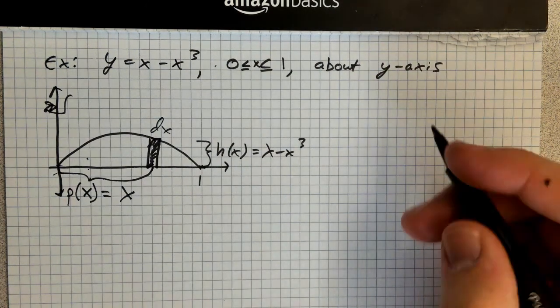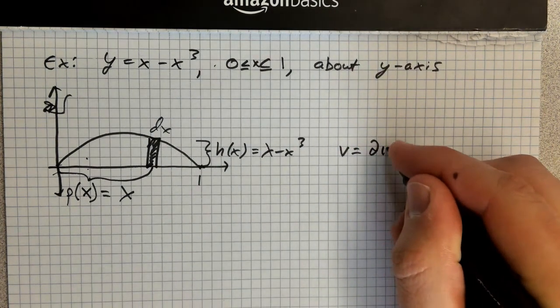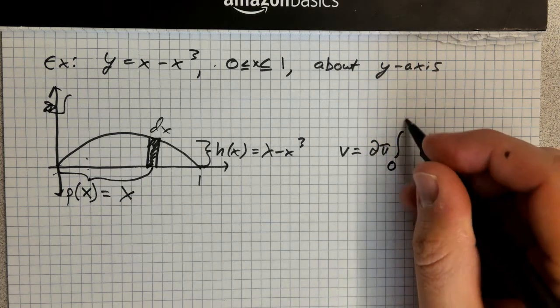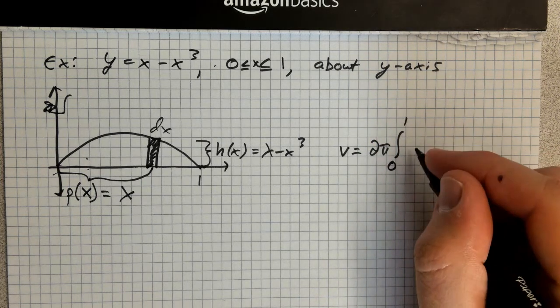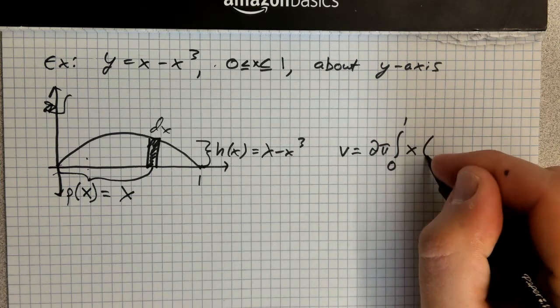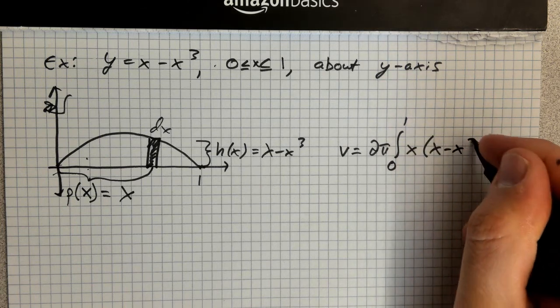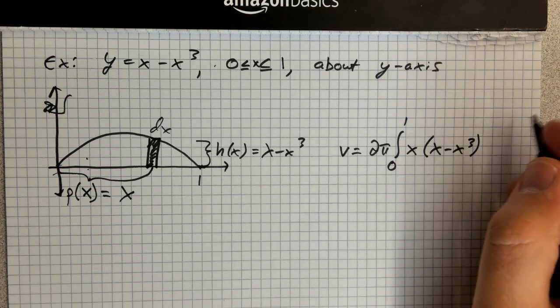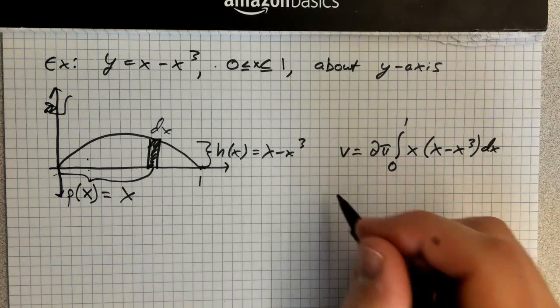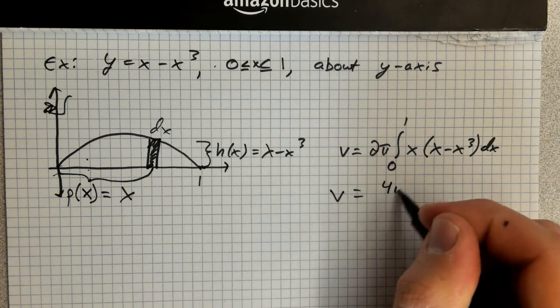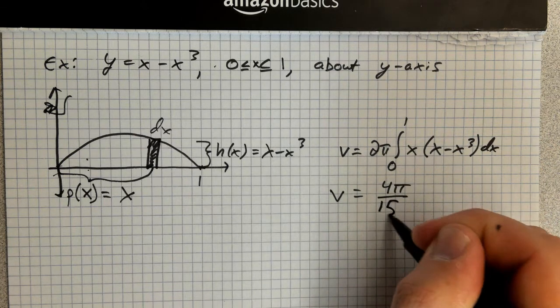Okay, so now we can figure out what the volume is. The volume is going to be equal to 2 pi, the integral from 0 to 1, we're looking at the x-axis here, 0 to 1 of p of x, which is x, times x minus x cubed, which is h of x, all with respect to x. You end up with 4 pi over 15 when you do that.